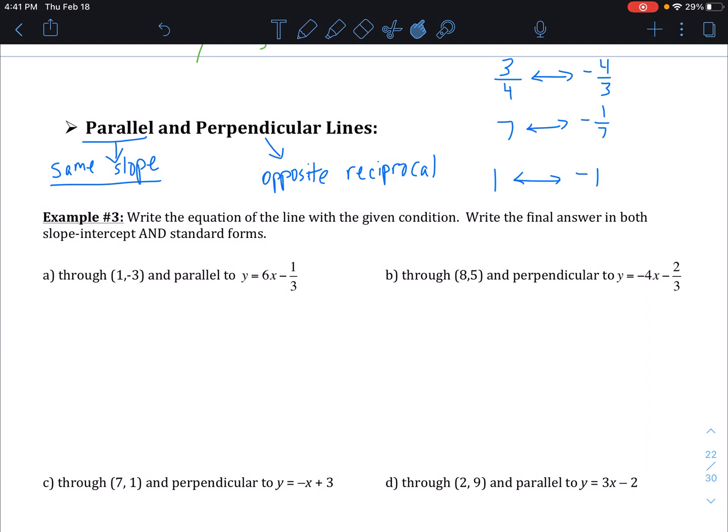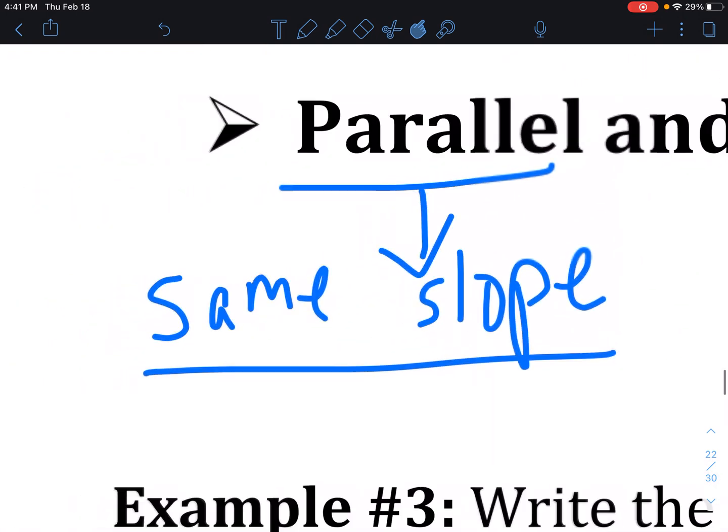and perpendicular lines. Now, remember, to be parallel of something, that means it's following the same exact angle, even on a graph. Parallel lines would actually never intersect, and their slopes would actually be exactly the same. So parallel lines have the same exact slope.